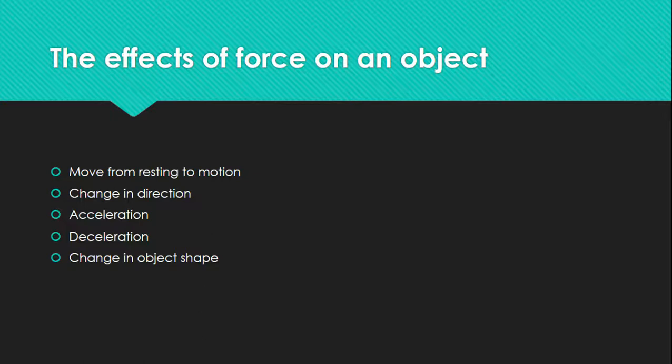Forces can have many effects on an object. It can make a resting object move, for example picking up a basketball that's at rest. It can make a change in direction, for example when a basketballer is running straight then sidesteps to another direction to get around a defender. Acceleration, such as a player going from a jog to a sprint, and deceleration, which could be a player sprinting then decreasing into a jog. And finally, it can cause objects to change shape. For example, when a basketball is bounced, the area hitting the ground flattens slightly for a split second.